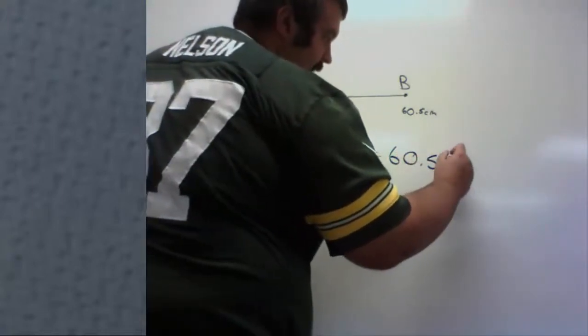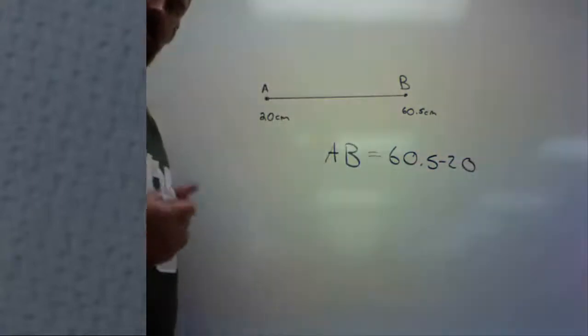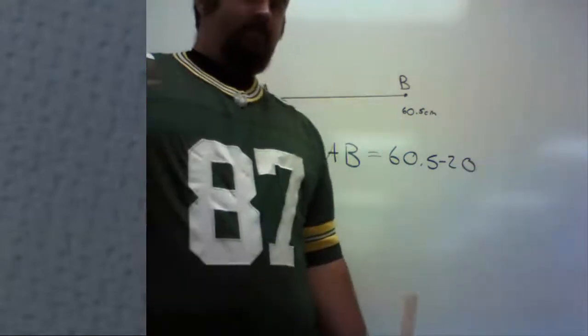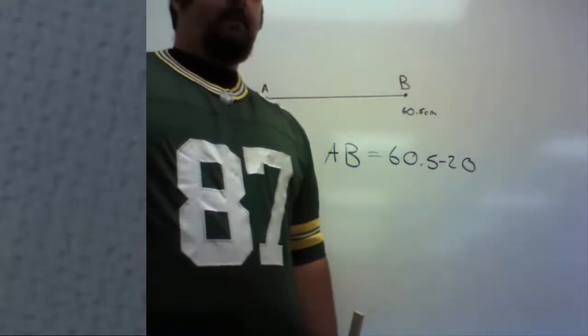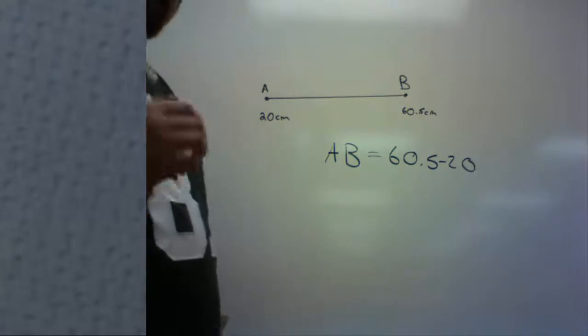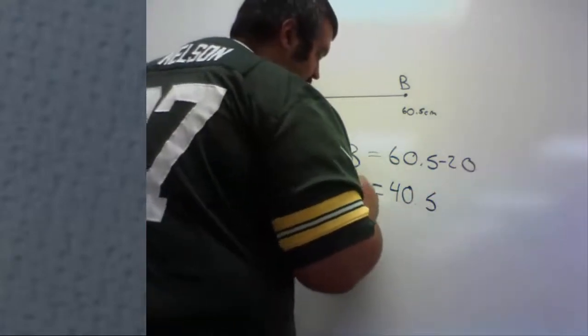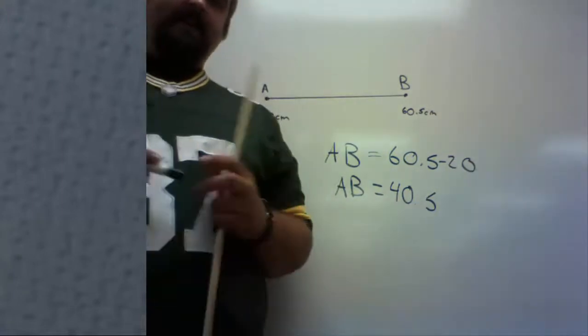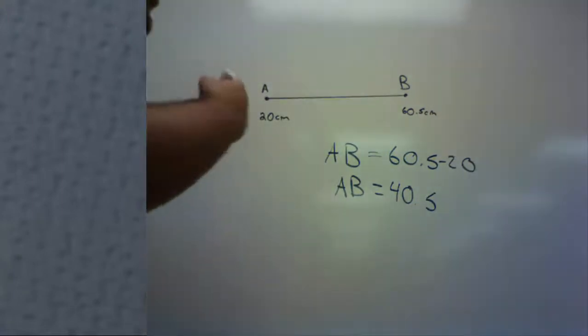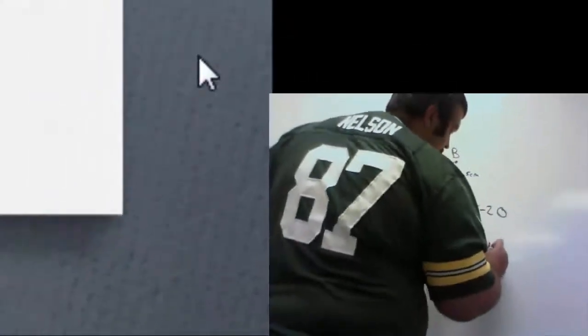So 60.5 minus 20. In this case, if I would have flipped it around, it would have been 20 minus 60.5, but with the absolute value, so it would be positive still. So in this case, the length of line segment AB is 40.5. And that would be my answer. One thing to note, because I did give units at the top here, I should also include my units down here.